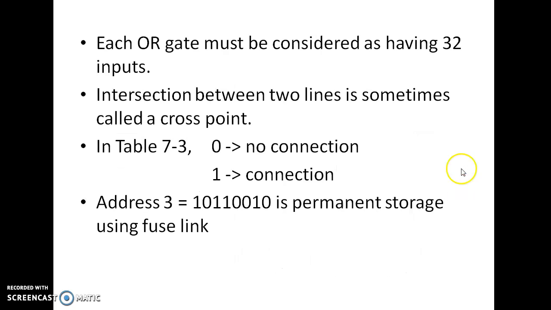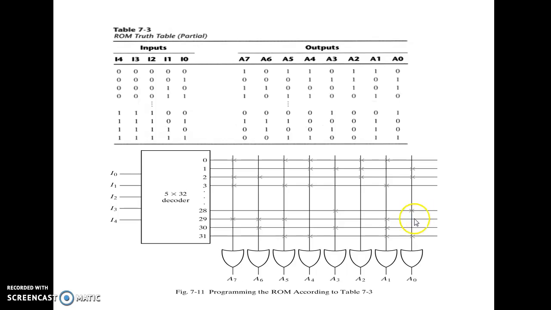Then, coming to the next slide, each OR gate must be considered as having 32 inputs. And the intersection between two lines is sometimes called a crosspoint. So we will be seeing that through an example. And in the table, if there is a 0, no connection. 1 means there is a connection. So this you will understand when you see the table. So this is the table, right? And this is a ROM truth table.